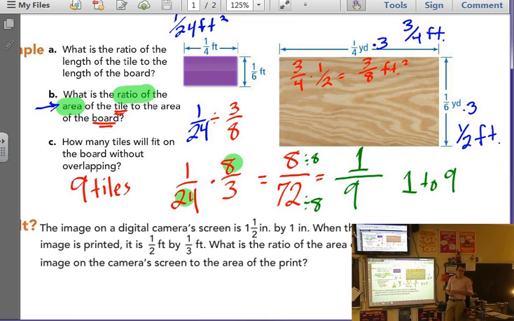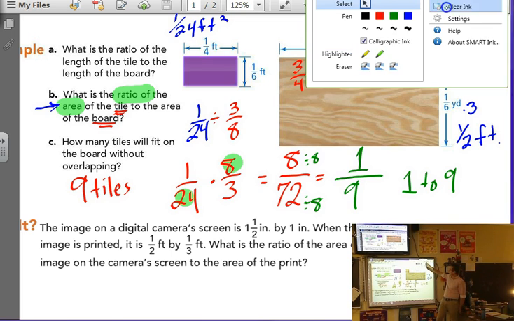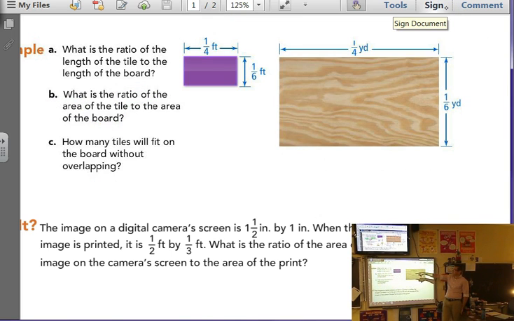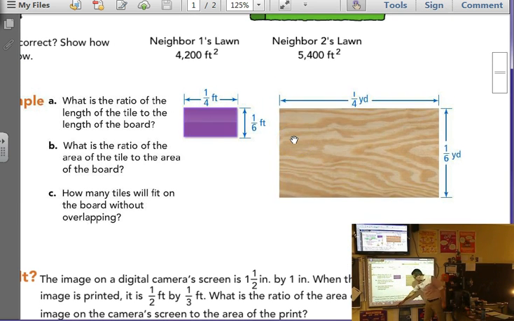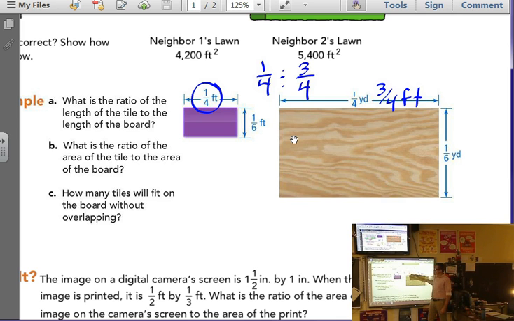Jeremiah? I still don't know what the final answer for A and B is. I got what the one for C is, but... Sorry. A, I kind of skipped right past. My apologies, because I dove into finding the area. Ratio of length of the tile to length of the board. So, my bad. Totally skipped this. Length of the tile was 1/4 of a foot. Length of the board, we found out was 3/4 of a foot. We already did that conversion. So we just do 1/4 compared to 3/4.